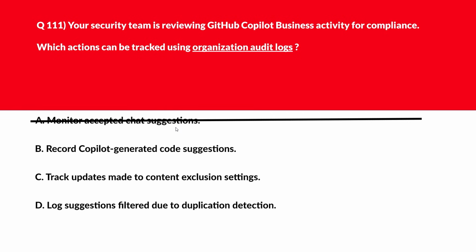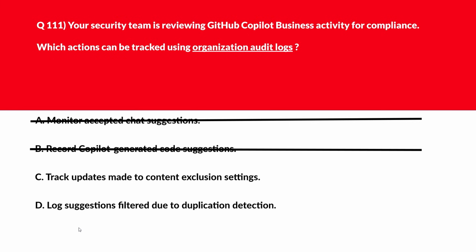Hence incorrect. Option B says record Copilot generated code suggestions. Audit logs doesn't log the actual suggestions made by Copilot. Wrong answer. Let's move to option C. C says track updates made to content exclusion settings. The organization audit logs record configuration changes such as updates to content exclusion settings, enabling visibility into administrative actions.